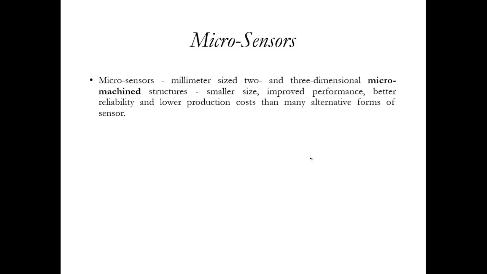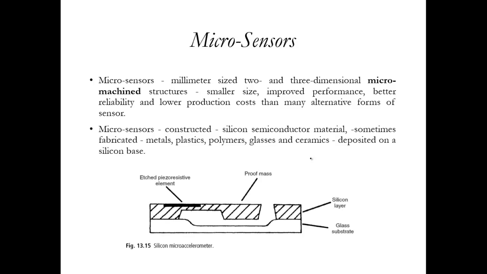They have improved performance, better reliability, and lower production costs than the alternative forms of the sensors. So they are constructed generally out of silicon semiconductor materials. Sometimes they are even fabricated using metals, plastics, polymers, glasses, and ceramics, which are deposited on a silicon base. Again, if you see this silicon microaccelerometer, you have a proof mass, a silicon layer, a glass substrate, and an etched piezoelectric or piezoresistive element.